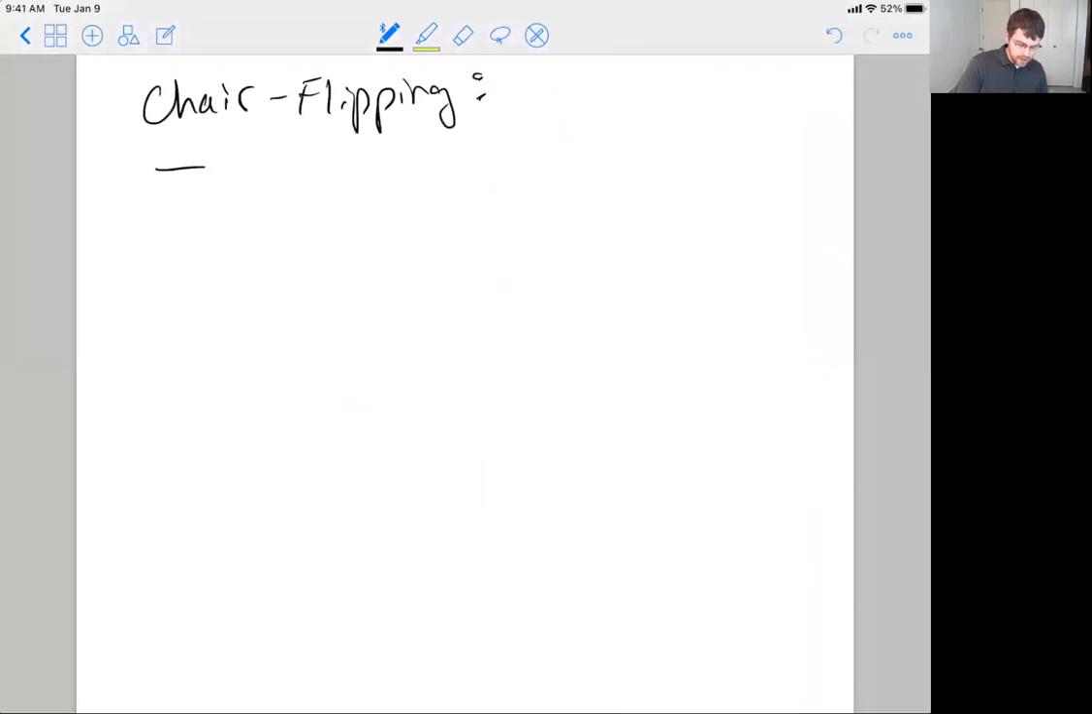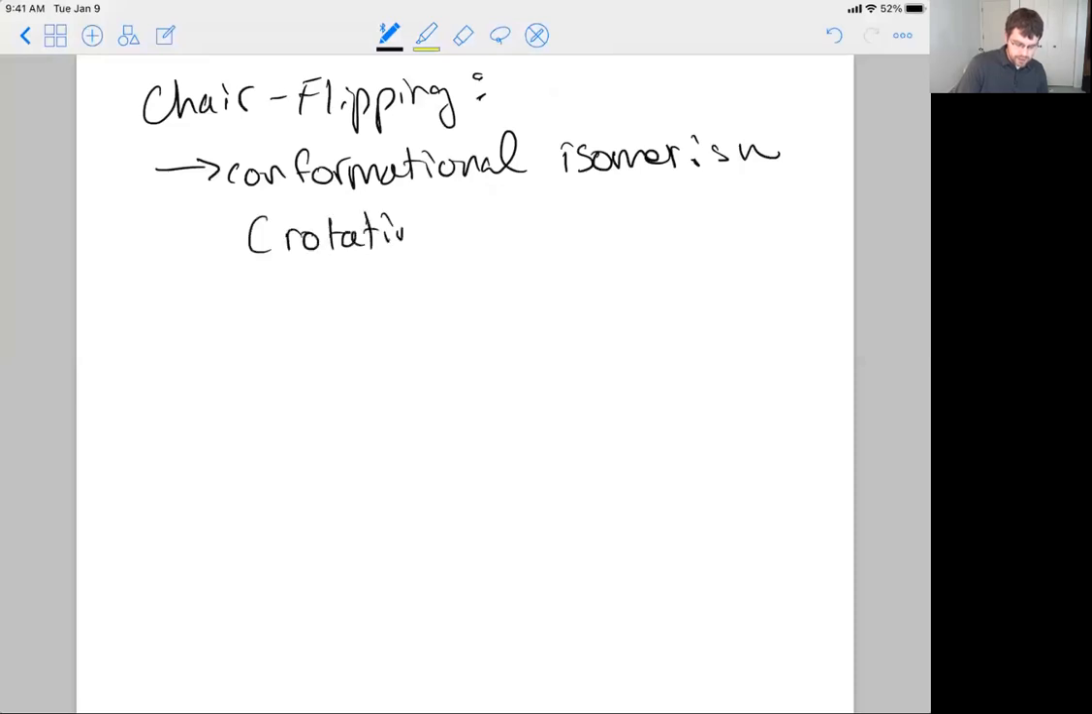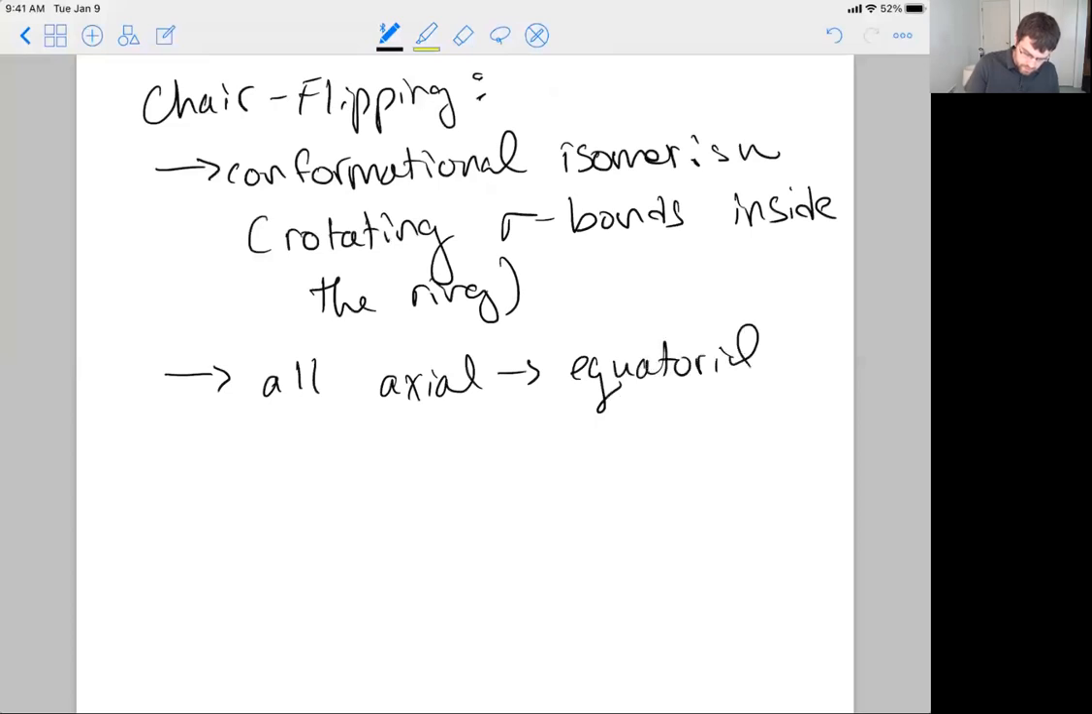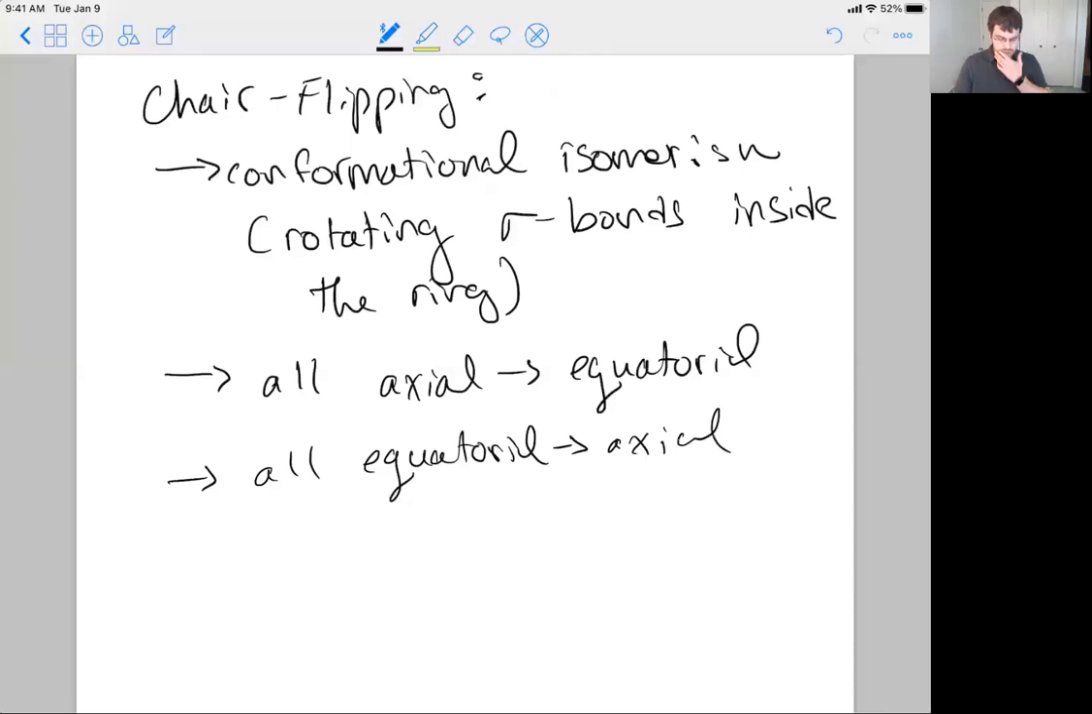Again, this is a conformational isomerism, which is free rotating bonds, and it's the sigma bonds inside the ring. Okay, when we do this, all axial go to equatorial, and all equatorial go to axial. So all of this stuff flips.